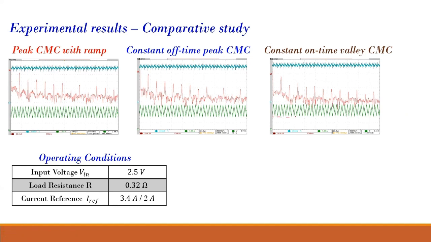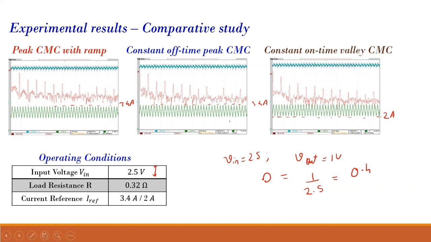For constant on time, I need a valley current mode control, so that is 2 ampere. For constant off time, I need a peak reference, which is 3.4 ampere. For peak current mode control with ramp, I also need a peak reference, again 3.4 ampere. If my V in is 2.5 volt and my V output is 1 volt, then my duty ratio is 1 upon 2.5, which comes out to be 0.4. So it is stable. All of them, you see, are stable.